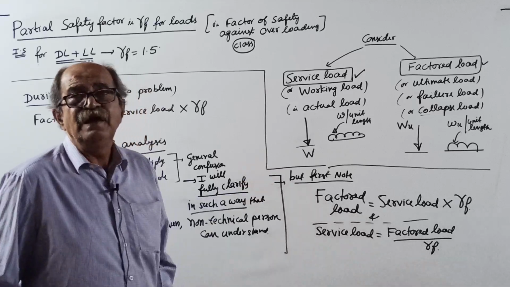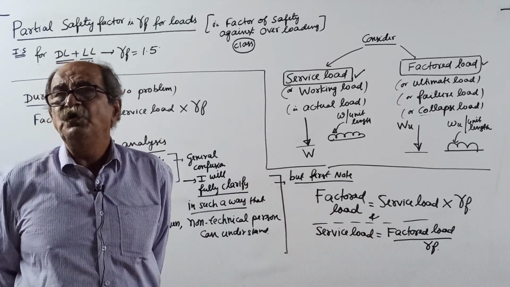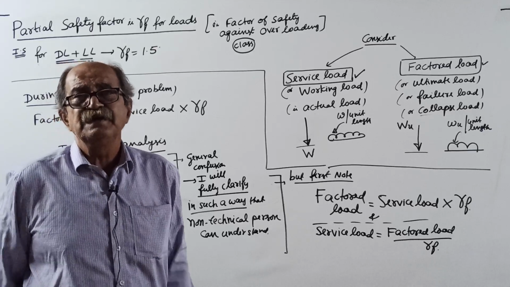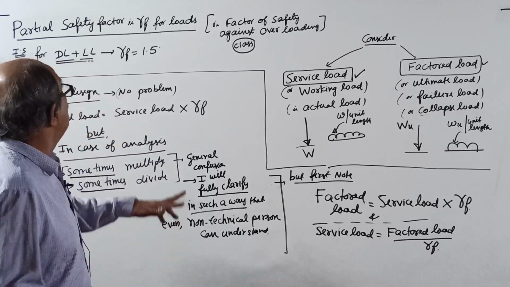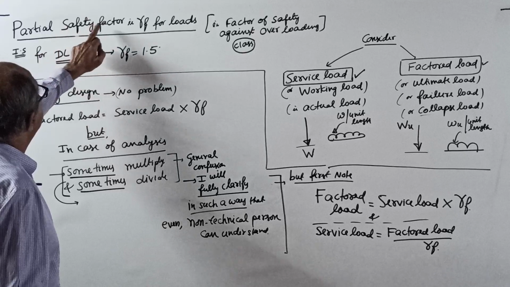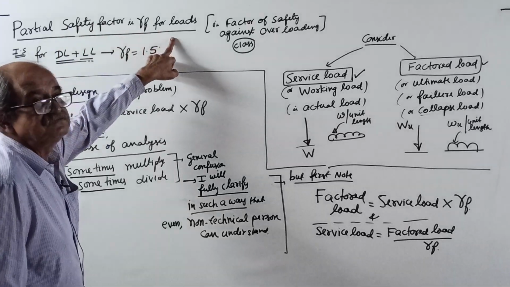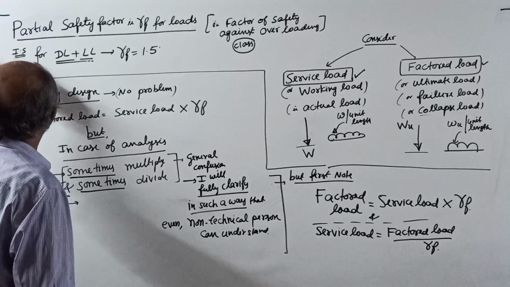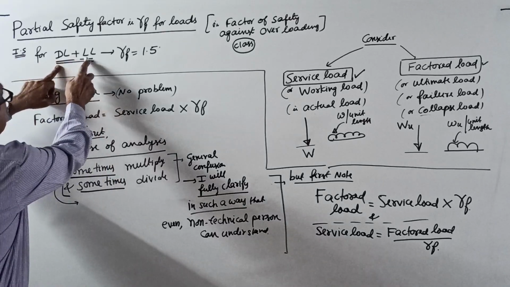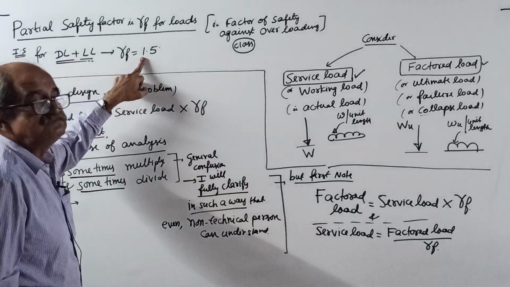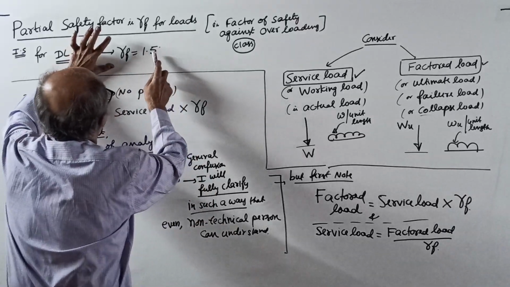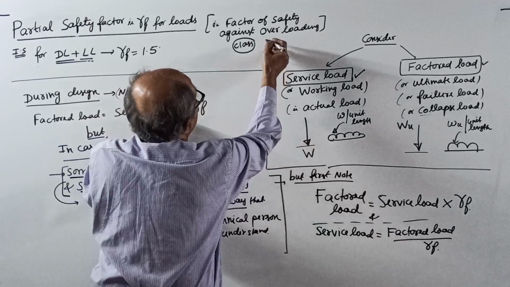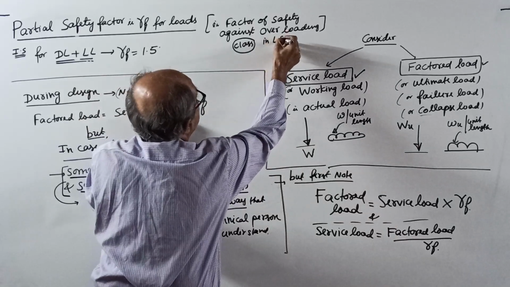I will consider little application now, how that ultimate MR is used. But before that, some extra concept required. Today I am covering partial safety factor gamma F for loads. Before starting, remember, as per IS code, for dead load plus live load, it is 1.5. This partial safety factor for load is factor of safety against overloading in limit state method.